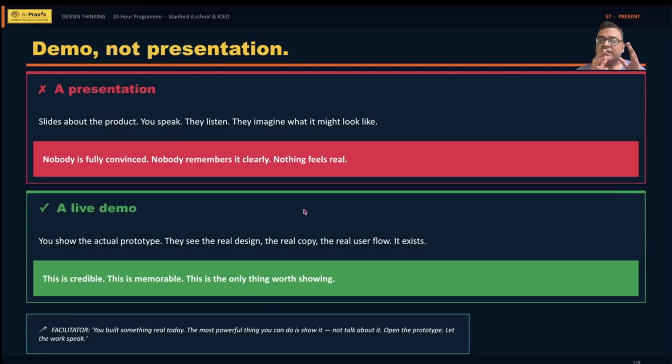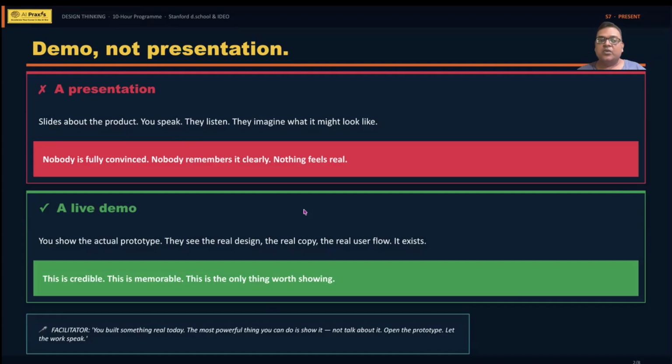Steve Krug, who wrote Rocket Surgery Made Easy, makes this point repeatedly in his work on usability testing, which is that the moment you show something real, the conversation changes from opinion to observation. And that is the shift we are creating in this session today.